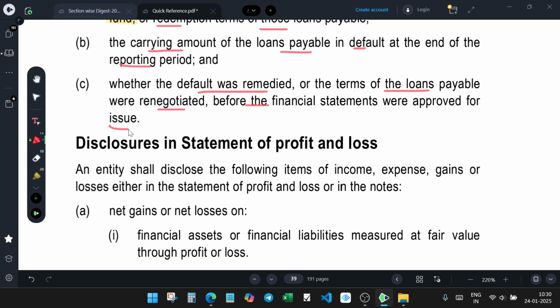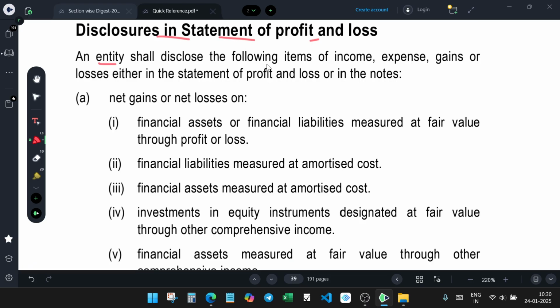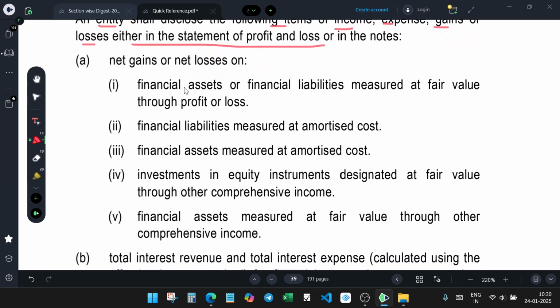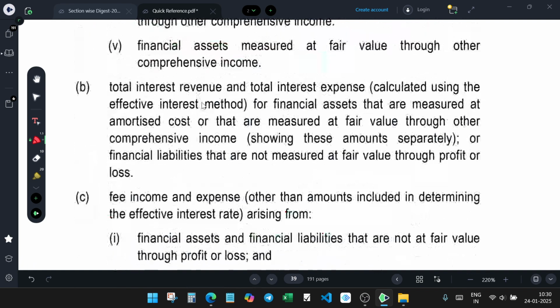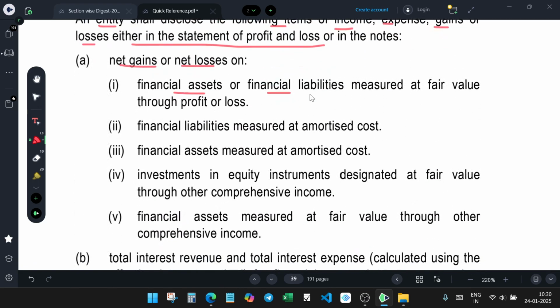And approval of the financial statement, what is the thing that we also said? A disclosure in the statement of profit and loss account. Disclosure in the statement of profit and loss. The entity shall disclose the following items of income, expenses, gains, or losses either in the statement of profit and loss or in the notes. They need to disclose these things. What are they going to disclose? Net gains and net losses on financial assets and financial liabilities measured at fair value through profit and loss account.